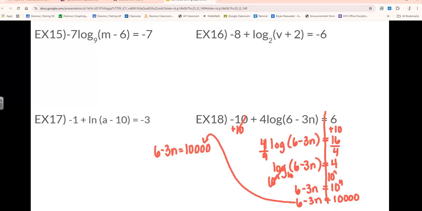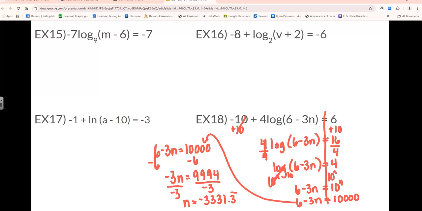Okay, Adela, what would I do next? I'm going to subtract that 6. So I got negative 3n equals, that's going to give me 9994. And then, Sophie, what's the last thing I'm going to have to do for that one? Good. And now, somebody got their calculator. What is that? 3,331.3 repeating for that.